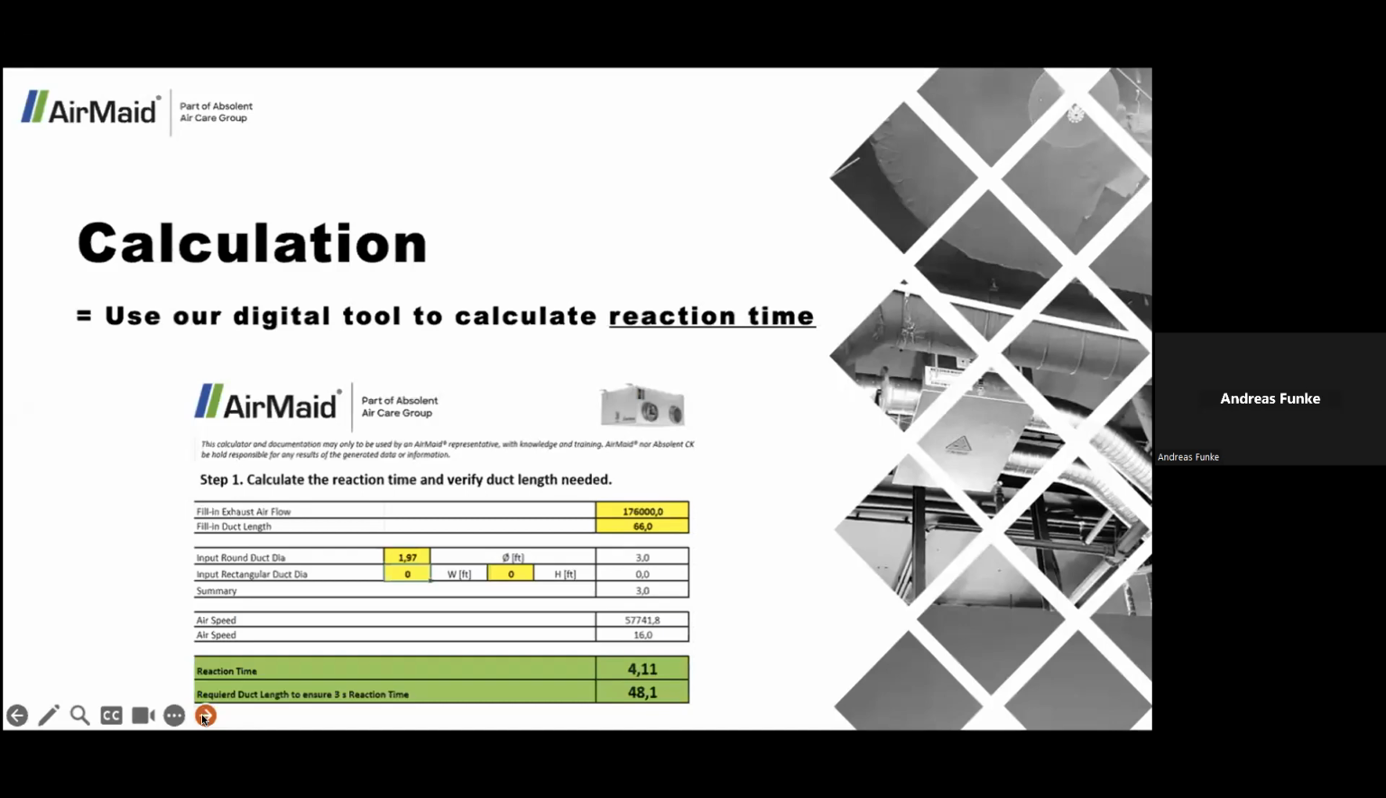We have made a tool for our partners to easily calculate the reaction time, which is very important, where you fill in all this information that I just asked for earlier. So the area of the ventilation duct and the total amount of exhaust air, which would then give you at the end the speed and the actual reaction time. In that case, it would be more than 4 seconds, and the required duct length would be minimum 48 feet.